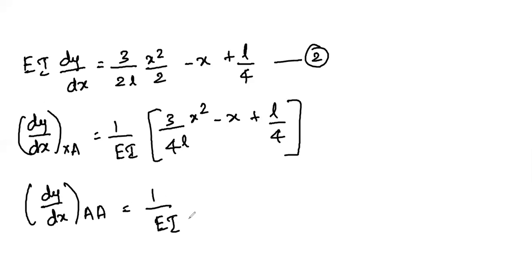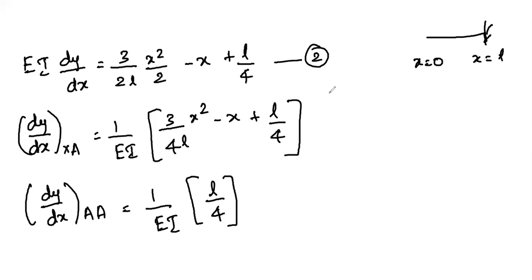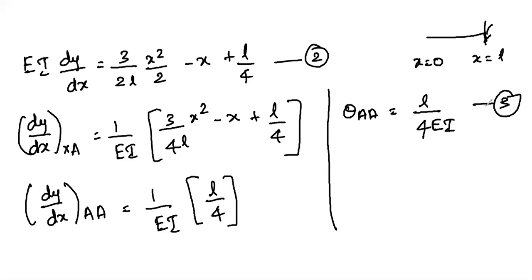So what happens to the value of x at the point A? So this is your beam, right? Here the value is L and here the value is 0. So at A the value of x will be equal to 0. So I am using the value of x here as 0. So the value of theta AA is L by 4 EI. Okay, L by 4 EI. This is one more equation. You can mark it as equation number 3.